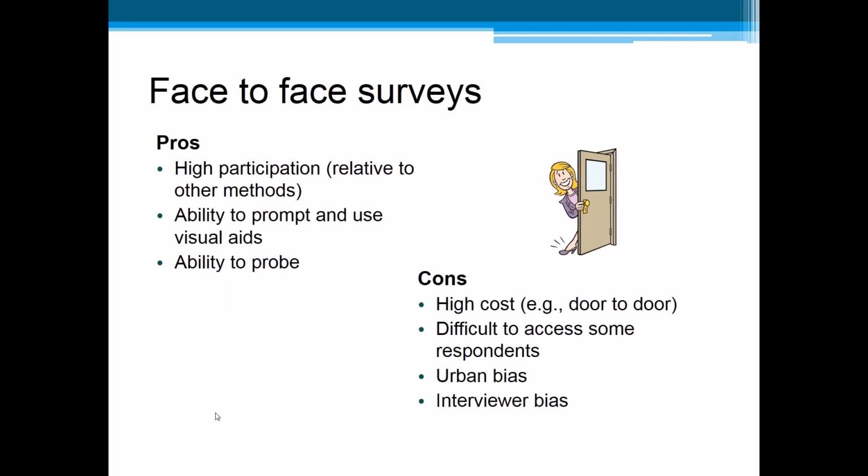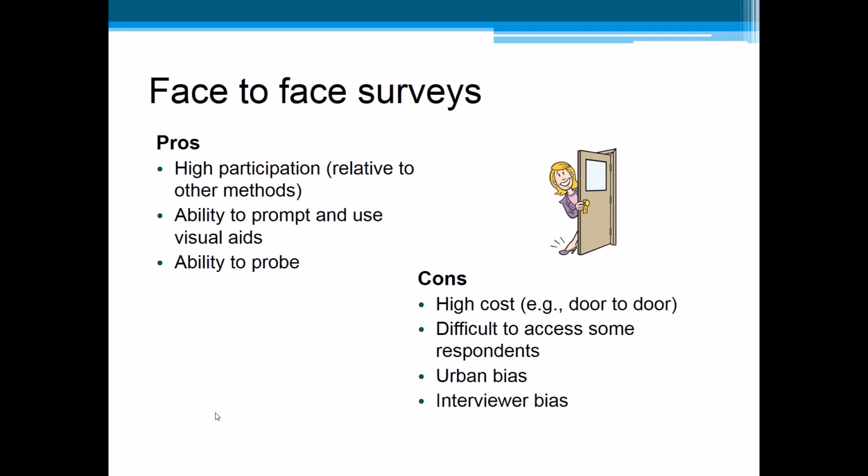So you might think of yourself turning someone away at the door, not wanting to complete a survey, but if you think about the number of people that a door-to-door survey researcher would encounter, the participation rate is really high compared to something like a paper-based survey that people can just tend to throw away. So when we go to someone's door, they often feel much more compelled to take part rather than just to turn the person away.